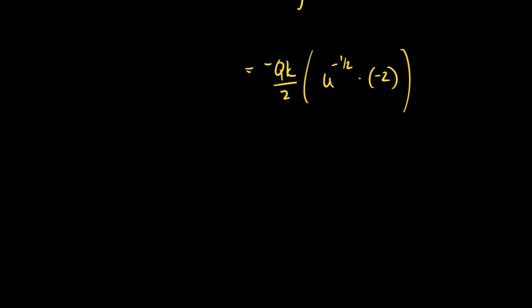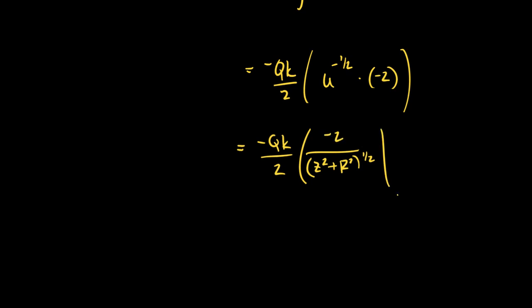All right. That means this becomes negative q over k times 2. And I'm going to plug in my original function, which is 1 over z squared plus r squared to the 1/2. Times, well, I might as well put that negative 2 on top. Why not? There's negative 2. I'm going to evaluate from infinity to 0. 2 and 2 cancels, negative and negative cancels.